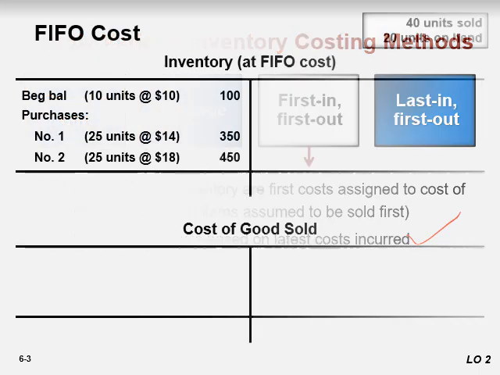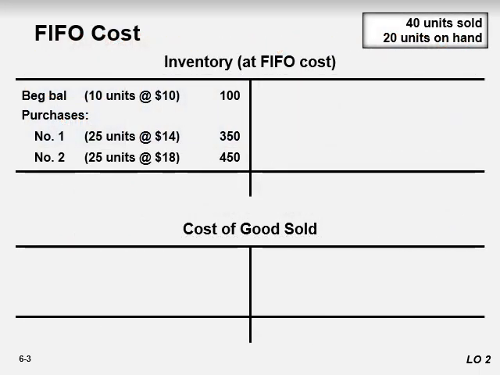So recall, we have 10 units in our hand at the beginning, and then we purchase 25 at 14, and then we purchase 25 at 18, right? So in the inventory cost system first in first out, if 40 units are sold, first in will be sold first. First of all, these 10 units will be sold. So the answer is still 30 left, right?